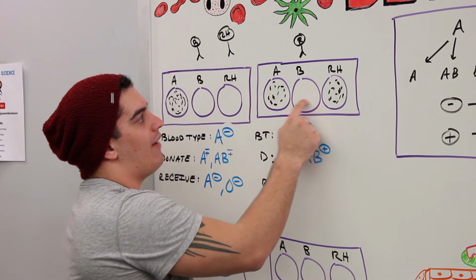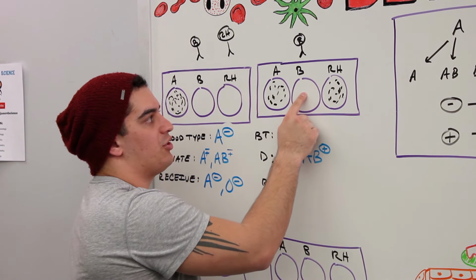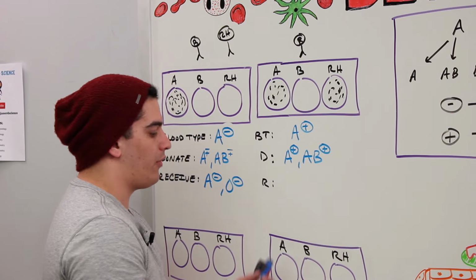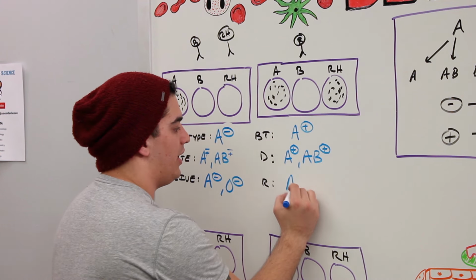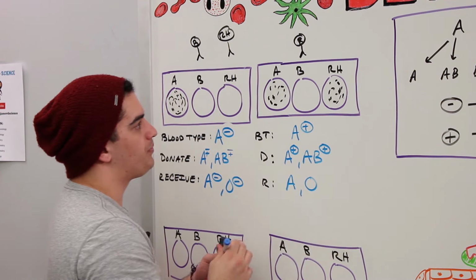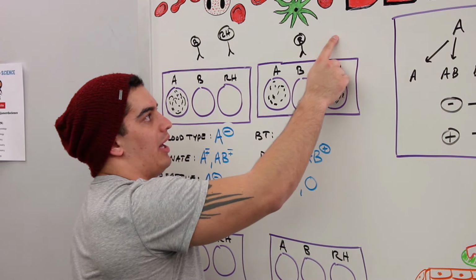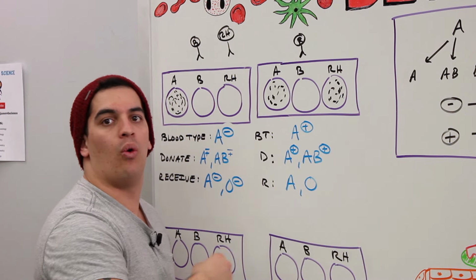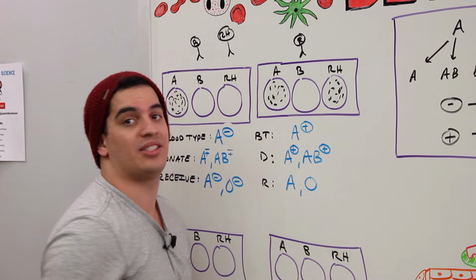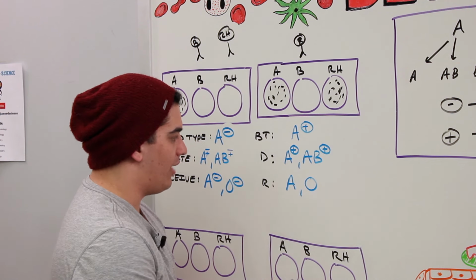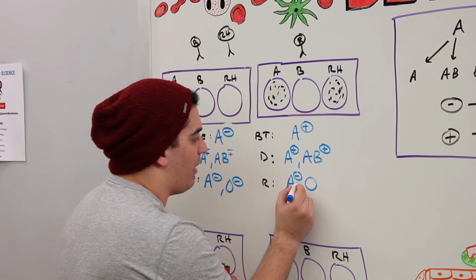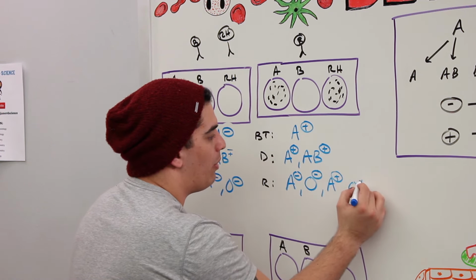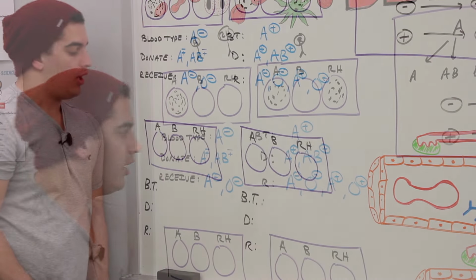Next thing, what does this person have in his circulation? B antibodies. So we cannot give this person any type of blood with B antigens on it. So he can only get it from A or O again. So he can get it from A or he can get it from O. But does this person have Rh antibodies? No. So it does not matter whether you give them Rh positive blood or Rh negative blood because they have no antibodies to react with. So therefore, they can receive from A negative, O negative, A positive, or O positive. That's so easy, right? All right, so let's come down here and do this one.